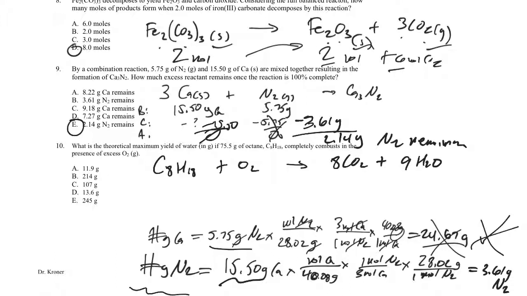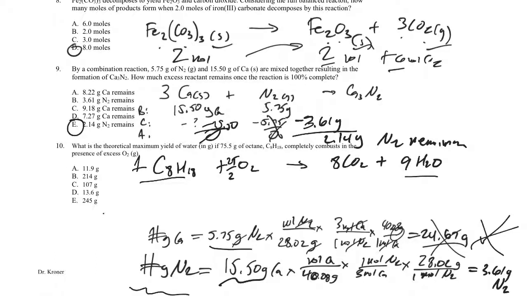So 16 plus 9 would be 25. So it would be 25 halves O2. So 16 plus 9 oxygens is 25. 25 divided by 2 times 2 is also 25. And so the ratio here is really just thinking for every 1 mole of C8H18 that reacts, I get 9 moles of water that form.